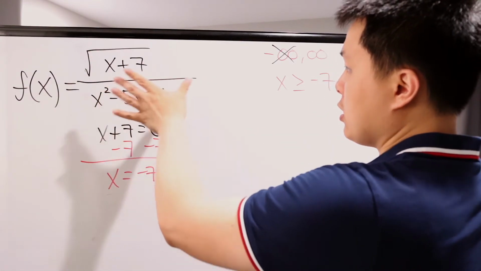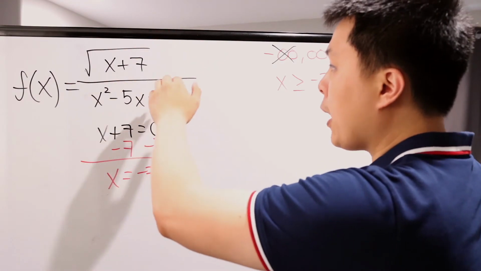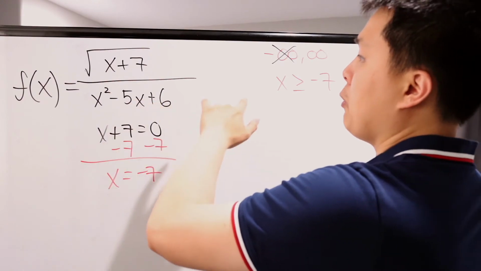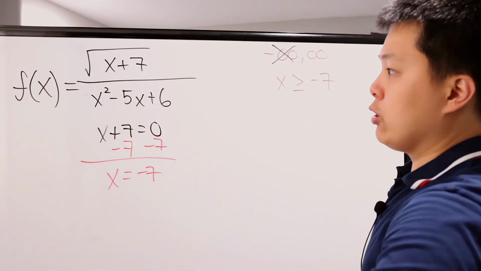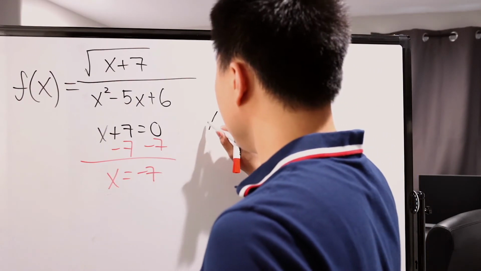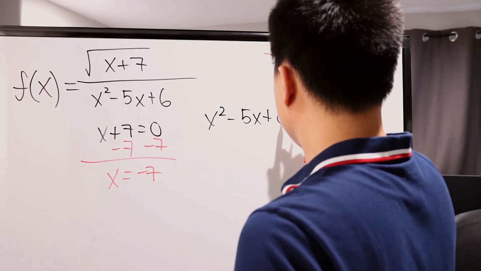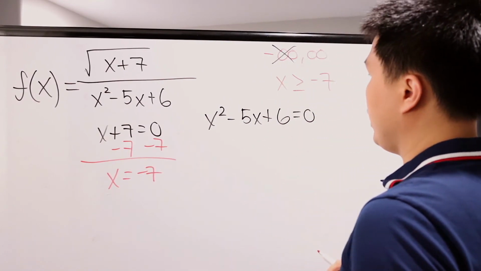This is the bottom part of a fraction. So since this is the bottom part of a fraction, we don't want the bottom to be 0. Find all the numbers that would make the bottom 0 and get rid of those. We don't want those. Okay? Let's do it right here. x squared minus 5x plus 6 equals 0. That's what we're trying to find out right now.